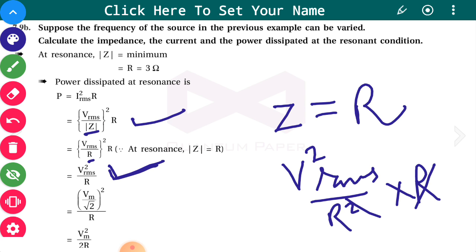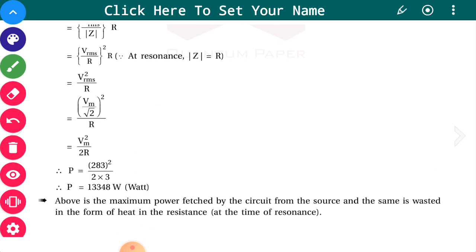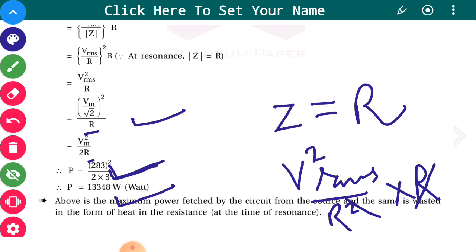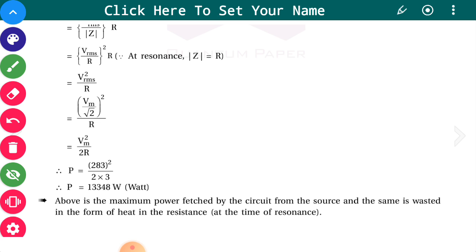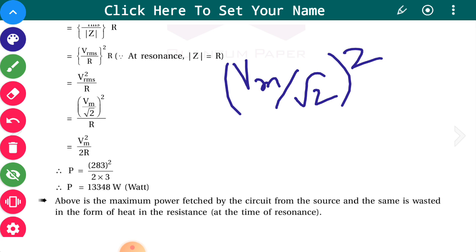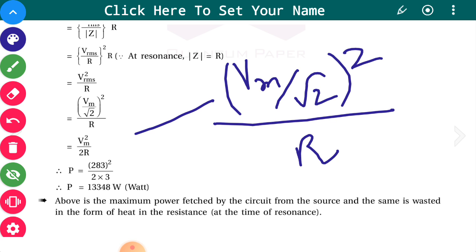V square RMS upon R, and V RMS is nothing but Vm by root 2. So Vm by root 2 whole square upon R it becomes. Okay, so we will have Vm square upon 2R. Instead of Vrms we have written Vm by root 2 the whole square divided by R, and if you simplify then you will get this, Vm square upon 2R, and place the value, you will get the answer of power.